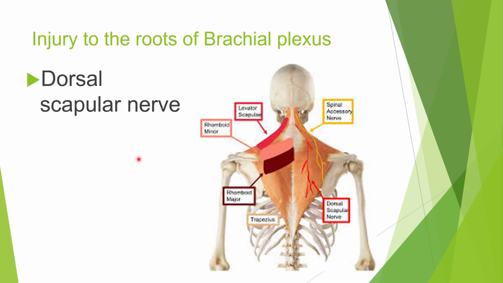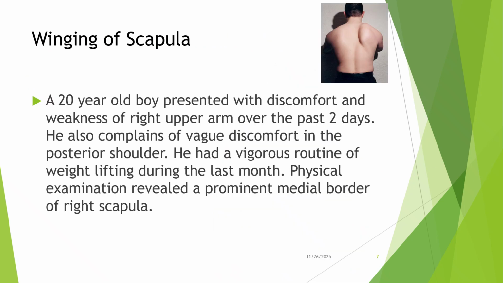The branches from the roots of the brachial plexus are the dorsal scapular nerve and the long thoracic nerve. Dorsal scapular nerve, the root value is C5. It supplies the rhomboids and the levator scapulae. The other nerve from the roots is the long thoracic nerve with the root value C5, C6 and C7. The long thoracic nerve supplies the serratus anterior.